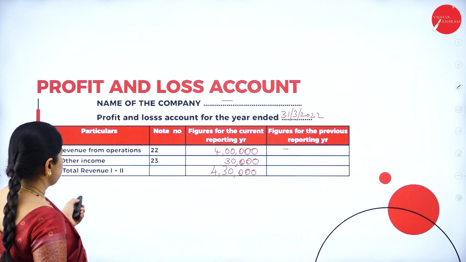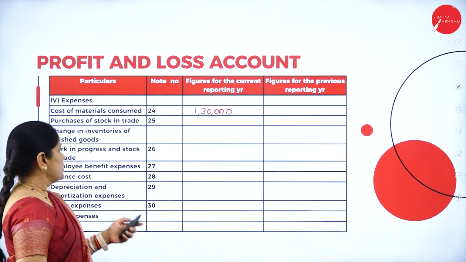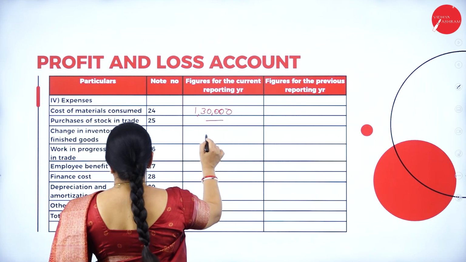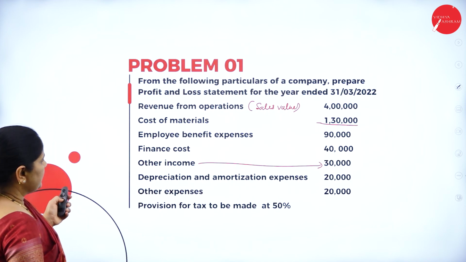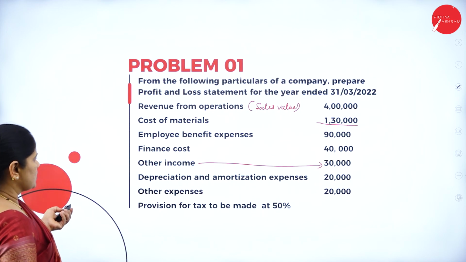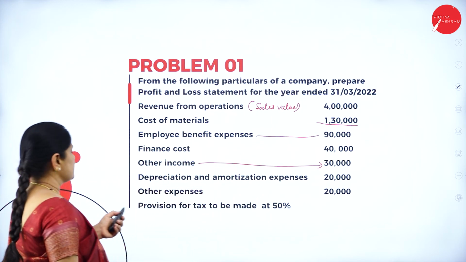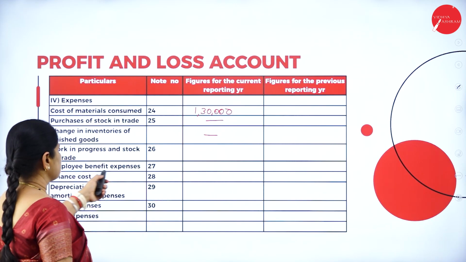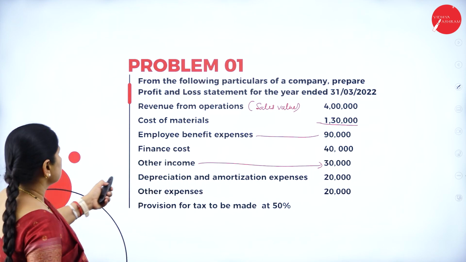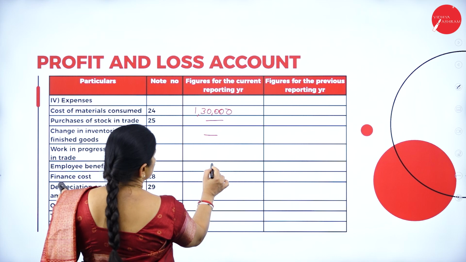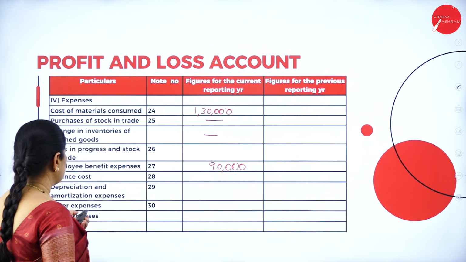Then, next, what do we have? Change in inventories of finished goods. So, this is not there. This is also not there. Then, next is, have they given us the stock of materials? No, it is not there. Then, the next one given is employee benefit expenses. So, employee benefit expenses, it is here. So, what is the employee benefit expense? 90,000. So, I write it as 90,000 under the heading employee benefit expenses 90,000.